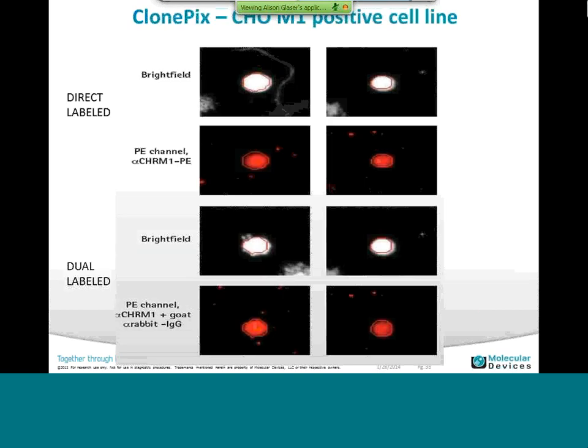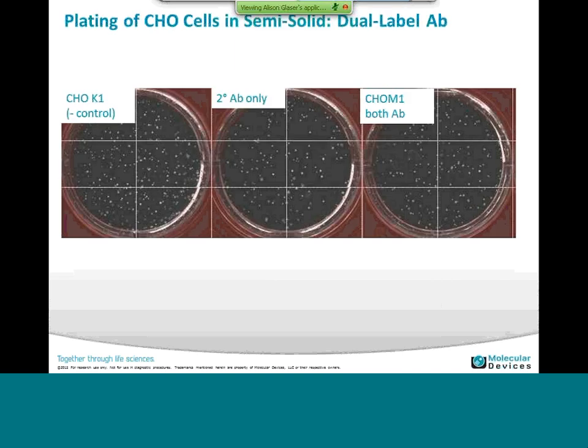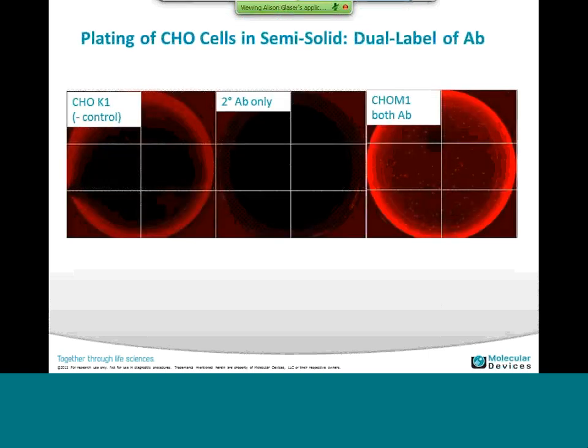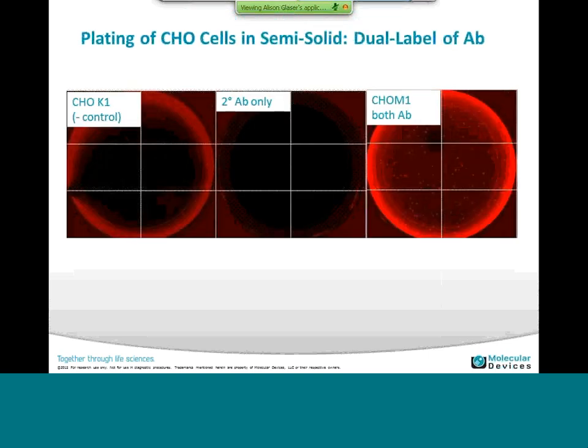Results from our experiment demonstrate positive signal from both direct labeled and dual labeled approaches. And our parental cell lines failed to produce any significant signal in the rhodamine channel or the PE channel. With our dual-labeled approach, we did not observe any nonspecific binding, as observed from a lack of a signal in wells where only secondary antibody was added. This gave us confidence that a dual-labeled approach can be utilized as necessary.